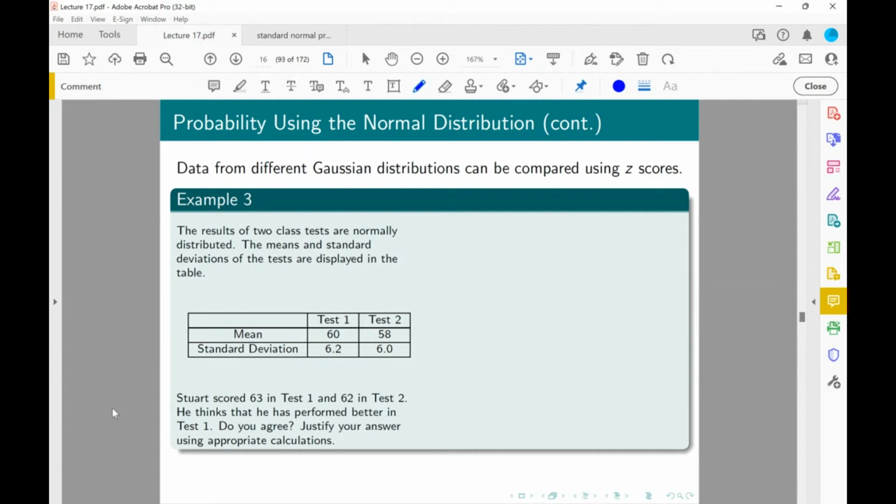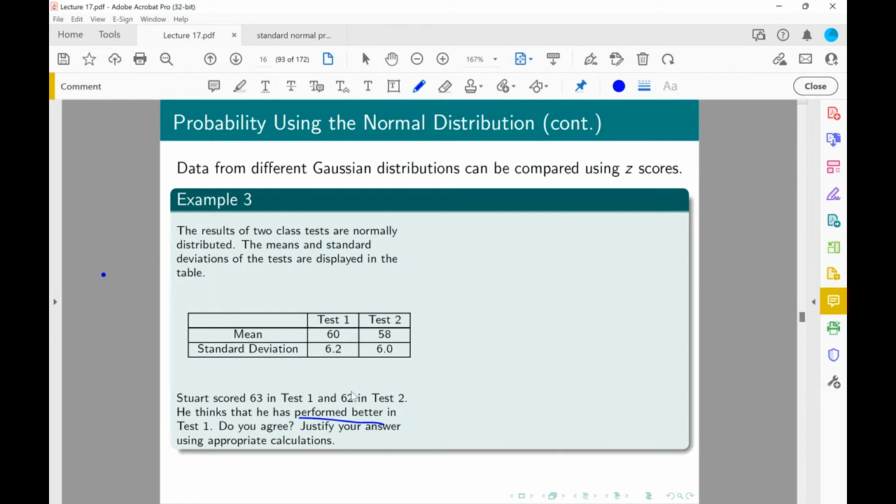What do we think? He achieved a higher test score. As a raw score, yeah, that's the issue. If it says perform better, he got a better raw score, but was that better compared to the rest of the class? So that's probably a better indication of how well he performed, right?